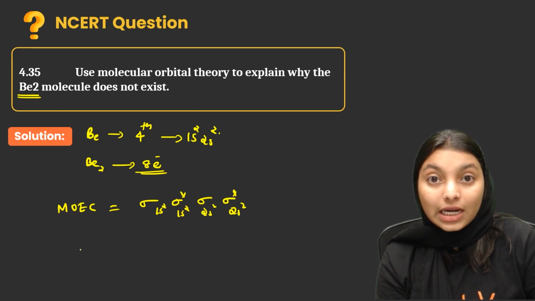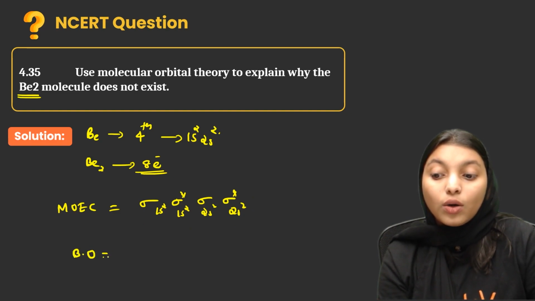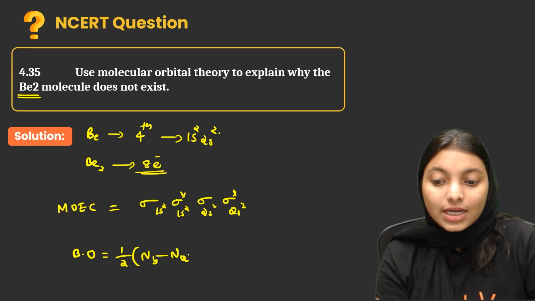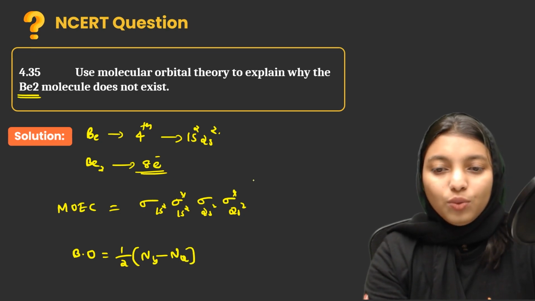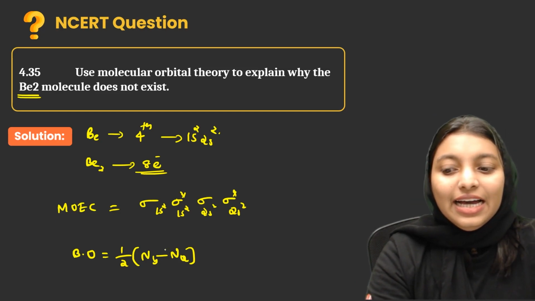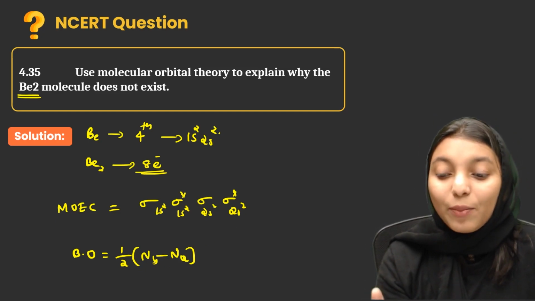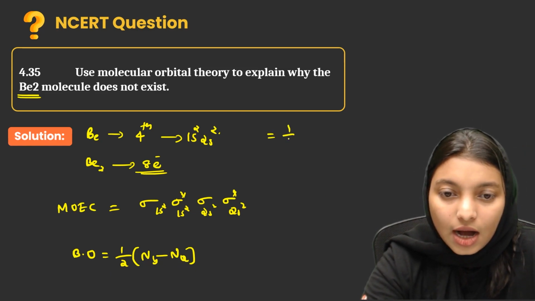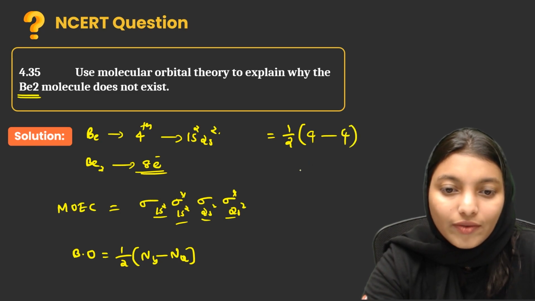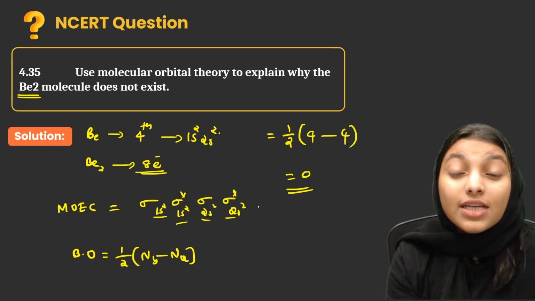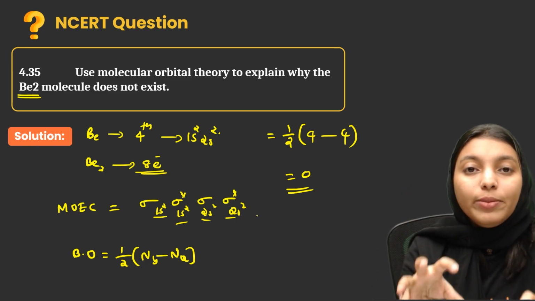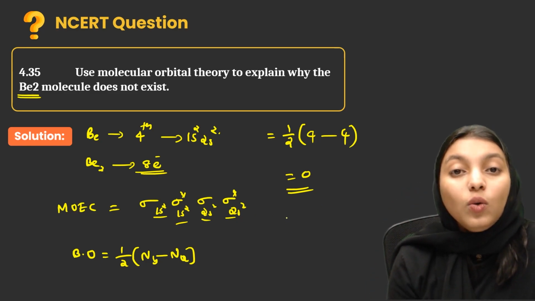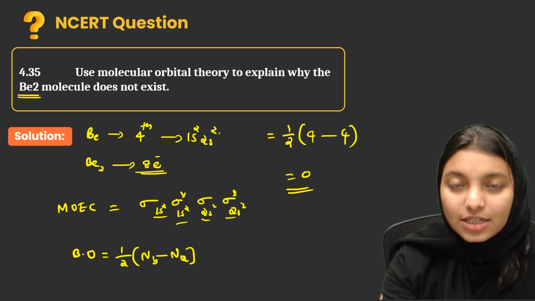And we know according to the molecular orbital theory, the bond order is equal to half into the number of electrons in bonding molecular orbitals minus the number of electrons in anti-bonding molecular orbitals. If you look at this, the number of electrons in bonding molecular orbitals is 4 and in anti-bonding again 4. So we will get the bond order as 0. If bond order is 0, that means what? Between the two beryllium there is no bond. That means Be2 does not exist. I hope you understood the answer for this question.